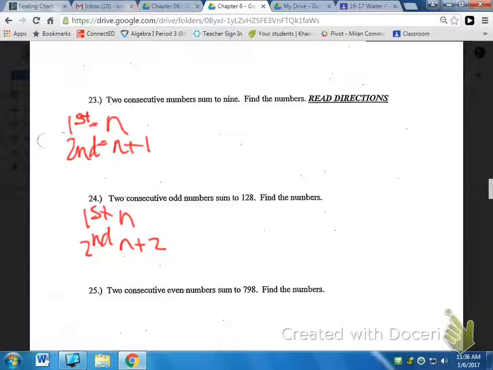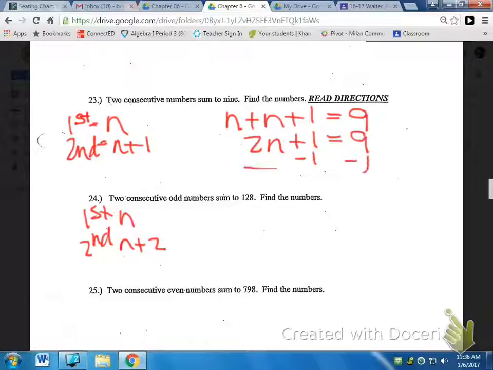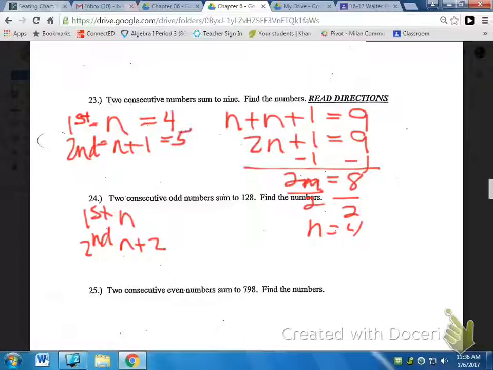All right, so 2 consecutive numbers sum to 9. That just means my first plus my second equal 9. So n plus n plus 1 equals 9. I combine like terms: 2n plus 1 equals 9. And go from there. 2n equals 8. And divide by 2. n equals 4. So my first number is 4, and my second number is 5.